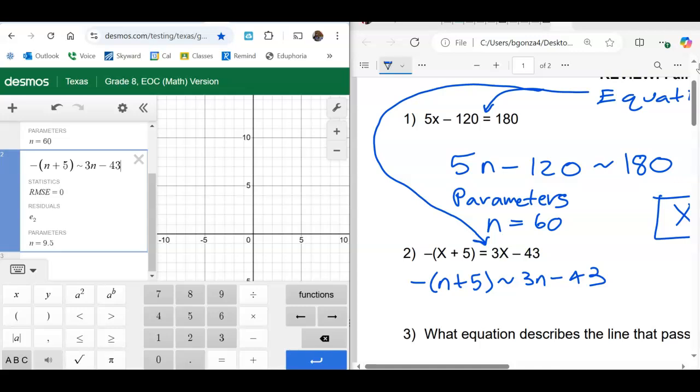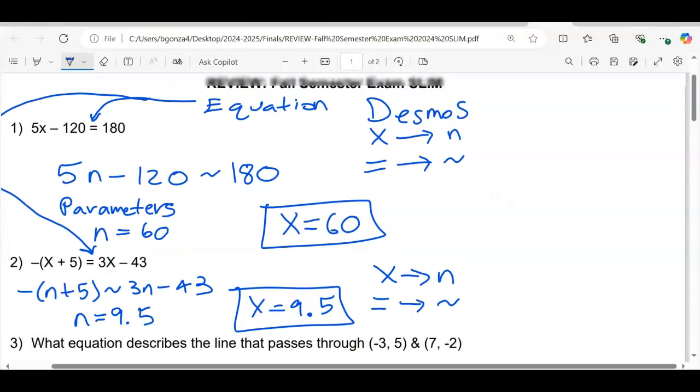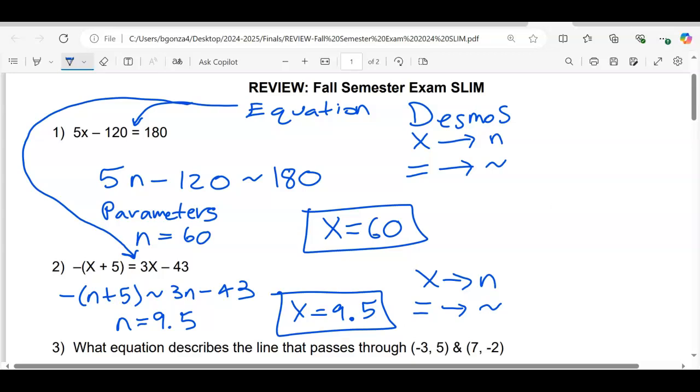Okay, we got n equals 9.5 next to parameters. So that means x equals 9.5. Okay, it's pretty easy to do an equation in Desmos. Just remember x has to turn into an n. Equals is going to be a squiggle.